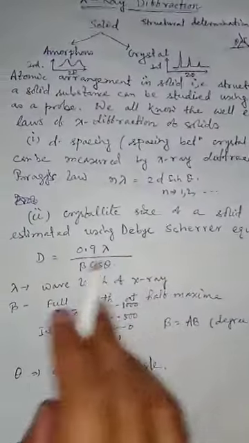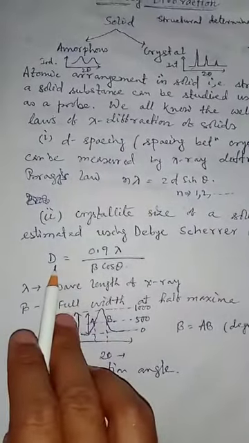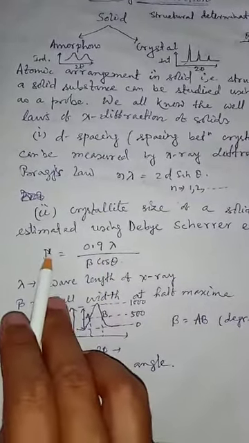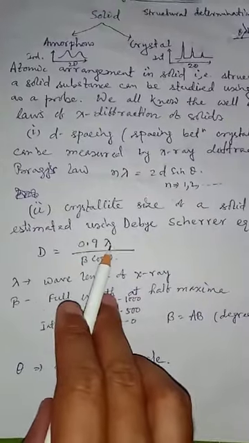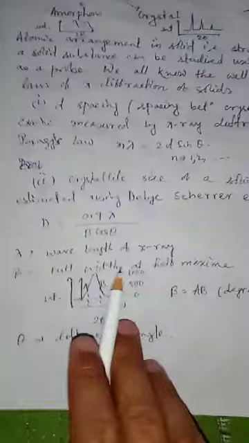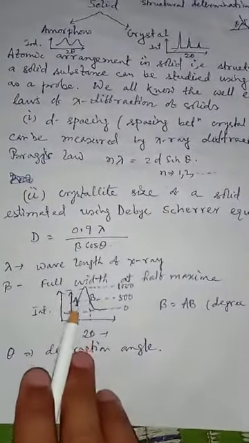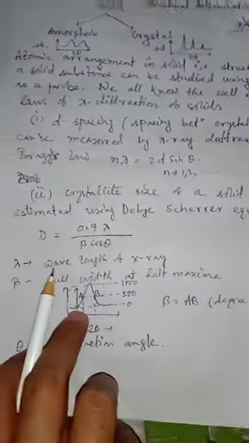Using the Debye-Scherrer equation. In the Debye-Scherrer equation, the crystallite size D, capital D, equals 0.9 lambda by beta cos theta. Sometimes people denote it as capital T also. Lambda is again the wavelength of the incident X-ray, and beta is called the full width at half maxima, or full width half maxima. So what does it mean?